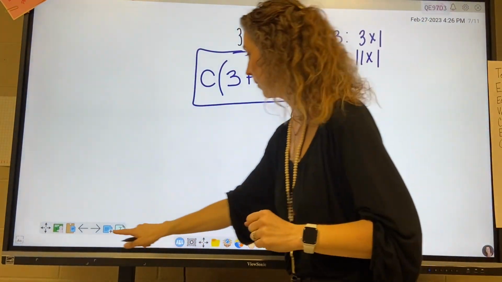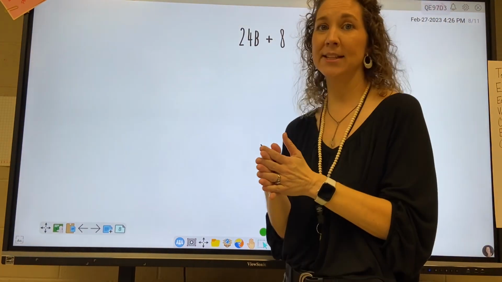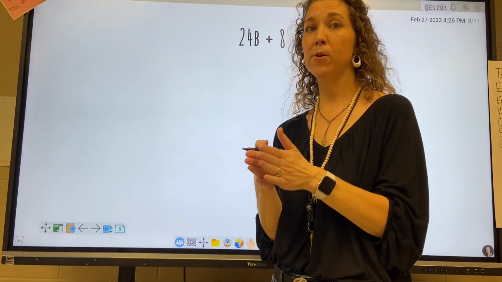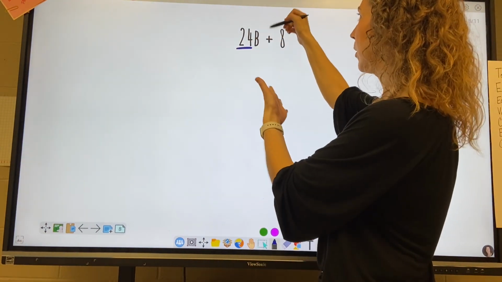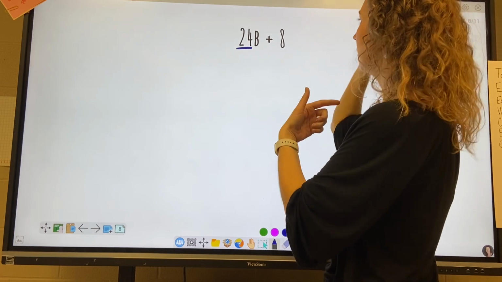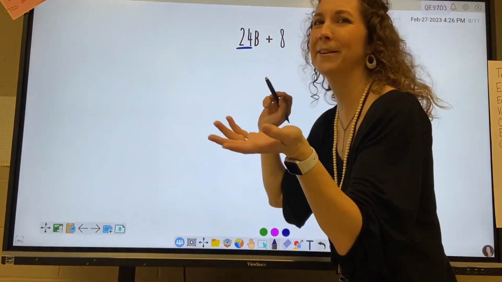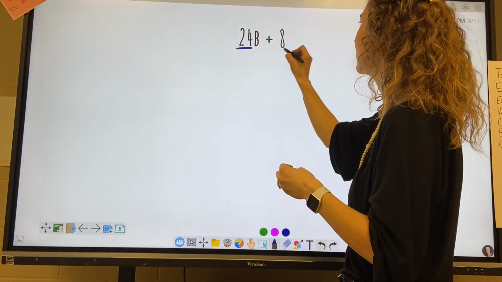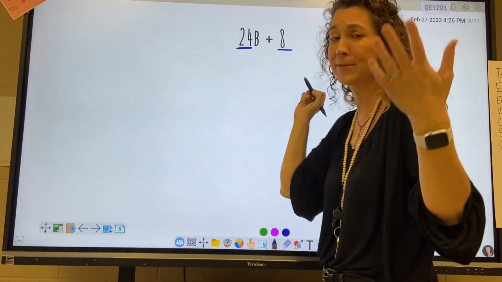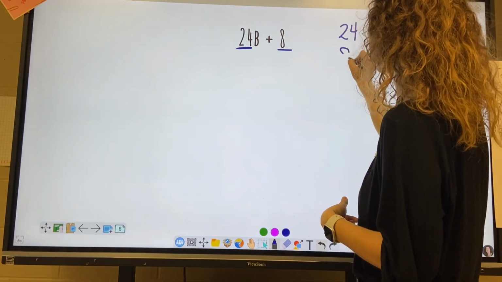Try another one. 24B plus 8. 24B plus 8. Think about these two numbers. 24, what could be something with B? Bees? Being like flying around. Okay, 24 B's plus 8. Okay, so let's look at the 24 and let's look at the 8.